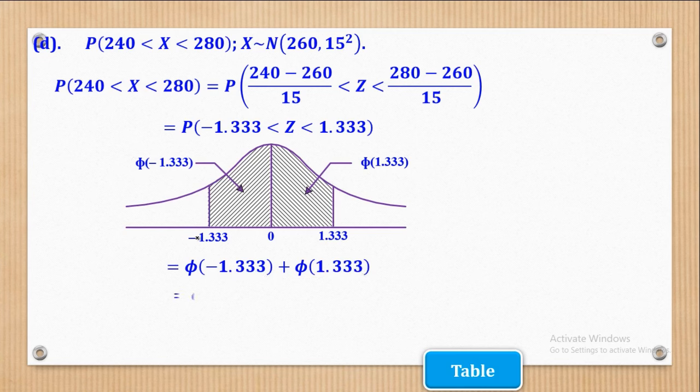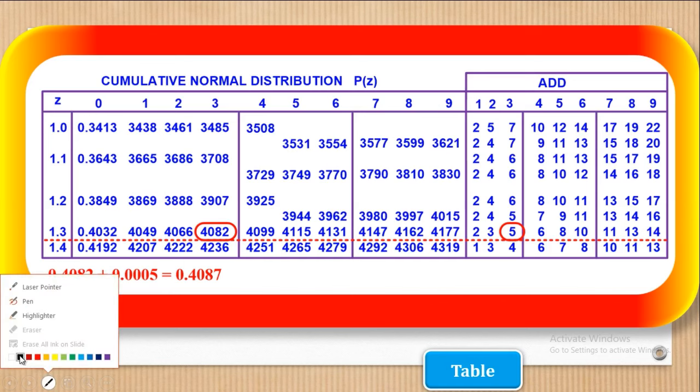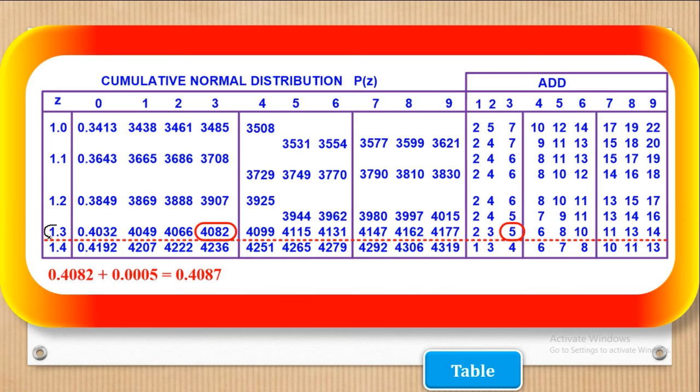After that, I remember that by symmetry, this one is the same as this. Therefore, I'll go back in my mathematical table and look for 1.333. So 1.3 is here, then the second decimal point is 3, so it is here, drop it down and it will intersect at that point. Then the third one is also 3, so drop it down, it intersects at that point.